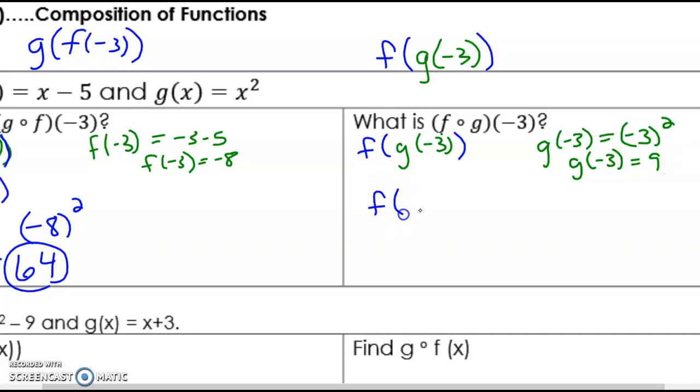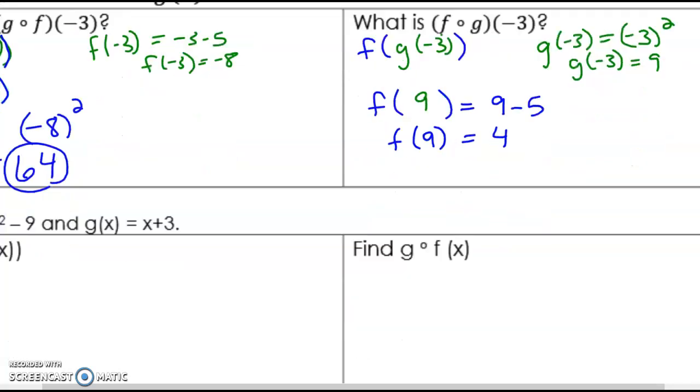So now instead of f of g of negative 3, I want to actually fill that 9 in there. Okay, so what's f of 9? I'll go back to my f equation, which was x minus 5. 9 minus 5. So that means when x is 9 in the f equation, your answer would be 4.